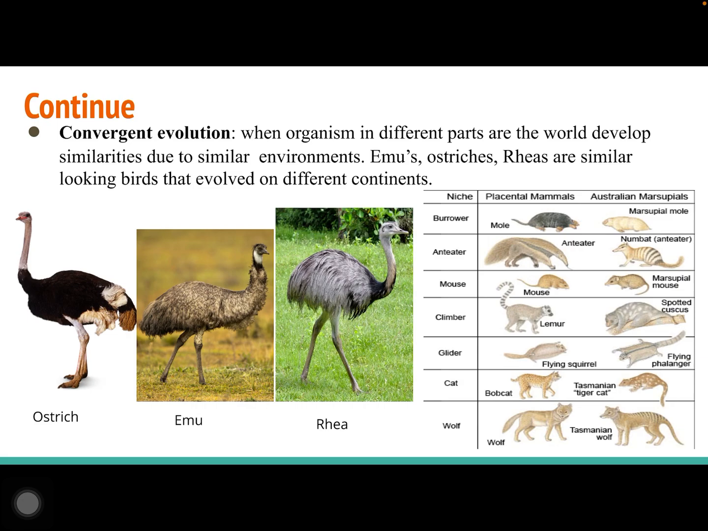Even over here on the right side, you can see there are some organisms that are found in North America and South America, compared to where they're found in Australia. So for example, we have the mouse and the marsupial mouse. Again, they look very similar, but there are slight differences between them. We have the wolf and the Tasmanian wolf. Again, they look very similar. Again, there are differences because they do live in slightly different environments. But they still have those evolutionary traits that make them look similar, and due to their similar environments, evolve to look the same.